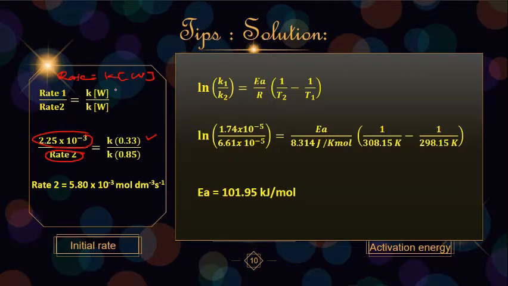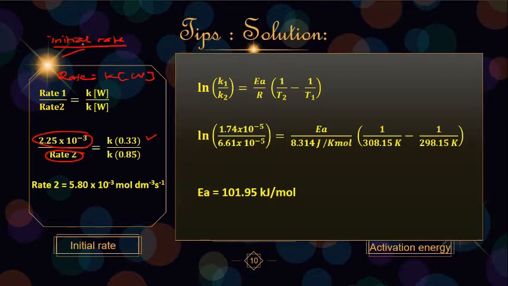Okay, so when it involves initial rate, there are two possibilities that they might ask you. The first one is that the data or the input comes from an experiment, which means you are given the experiment data. So you need to find the initial rate. You need to find the order.